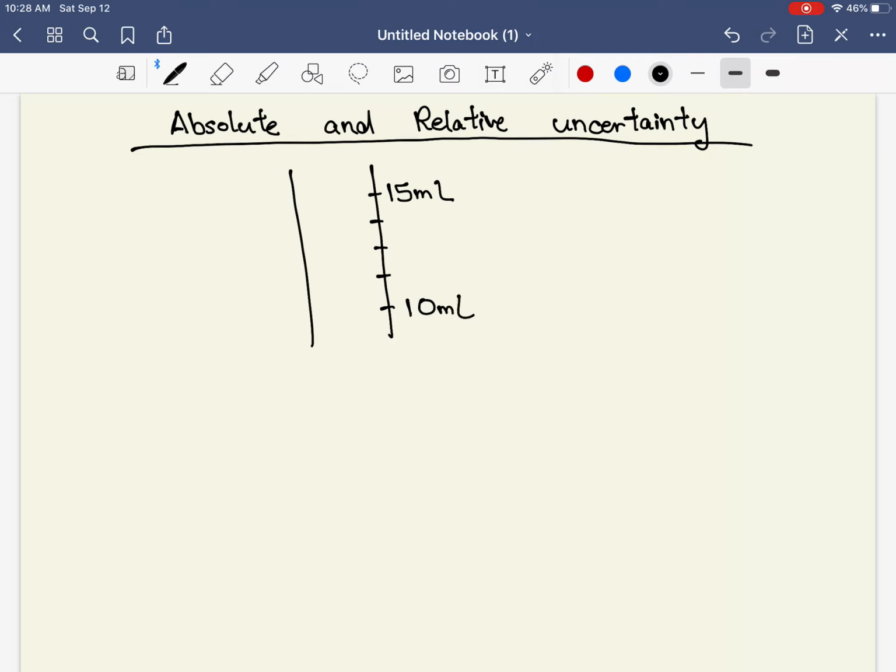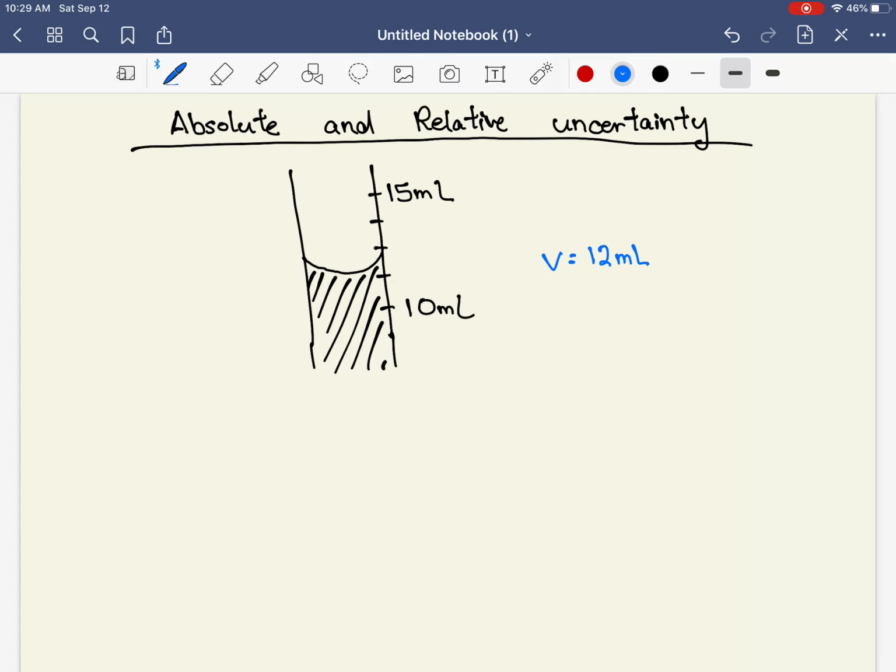So there's 10 milliliter, and there's your meniscus right here. Remember, you always read from the bottom of the meniscus, never the top. So if this is what you're looking at, from looking at the bottom of the meniscus right there, it looks like the volume here is 12 milliliter.